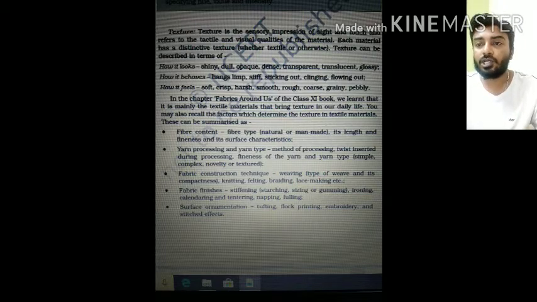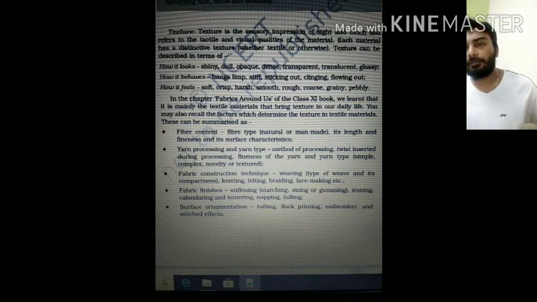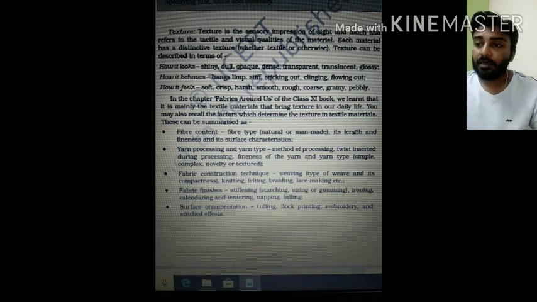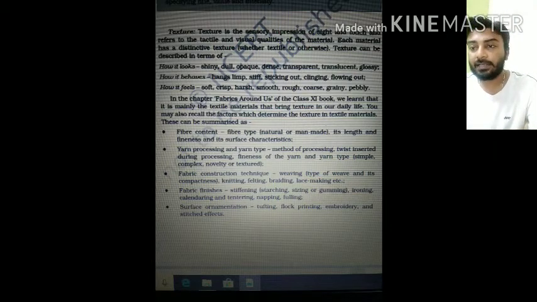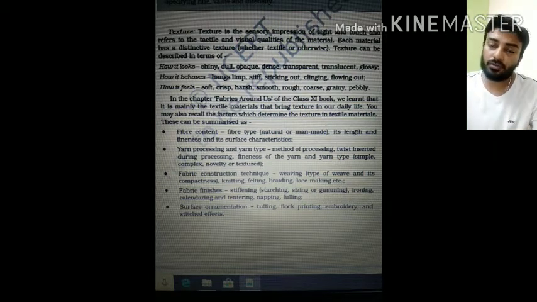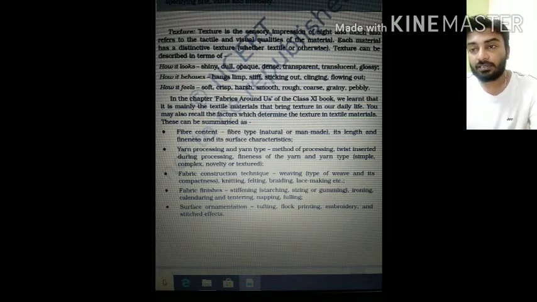Now the second one is yarn processing and yarn type. This includes the method of processing, twist inserted during processing, fineness of the yarn, and yarn type, whether it is simple, complex, novelty or textured. Next are the fabric construction techniques, like weaving, type of weave and its compactness, as well as knitting, felting, braiding and lace making.